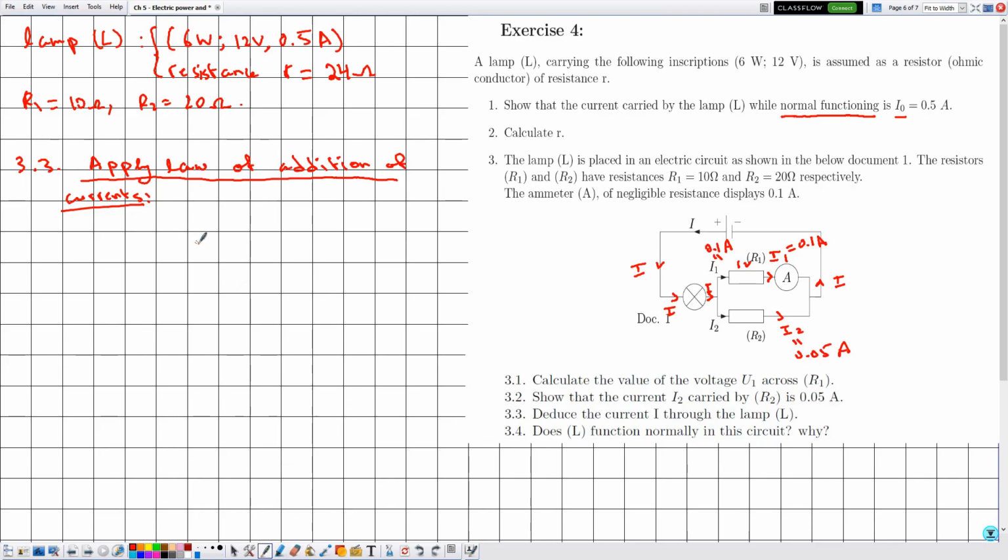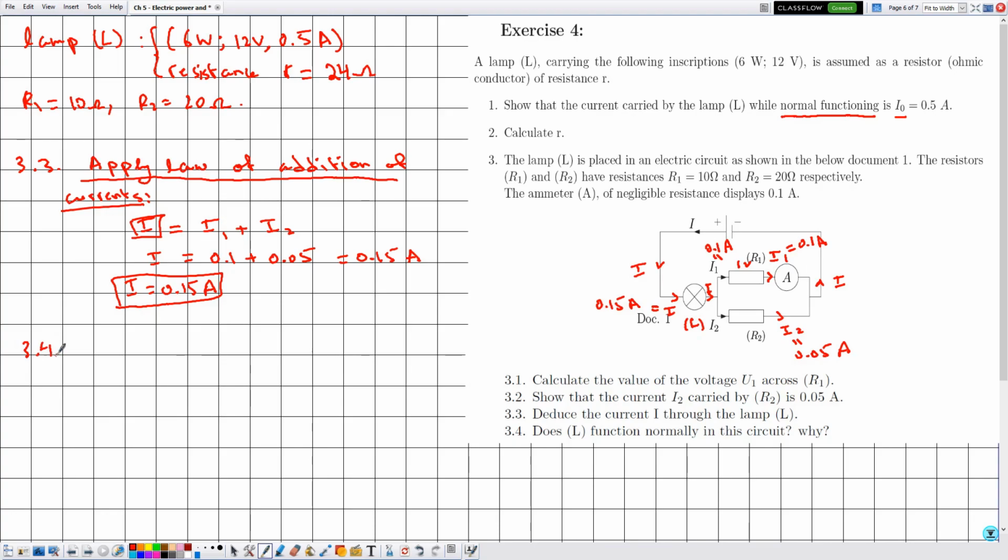So how do we apply this law? Always on the left we will write the main current delivered by the battery, which is given by I, and on the right we will write the sum of different electric currents, and they are given by I1 plus I2. We are interested in calculating the value of I, so I is equal to the value of I1, which is given by 0.1, and the value of I2, which is given by 0.05. This will give us 0.15 amperes. So the value of I is equal to 0.15 amperes. Then now we know the traverse current through the lamp L.